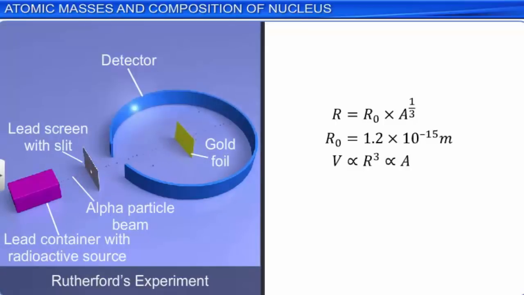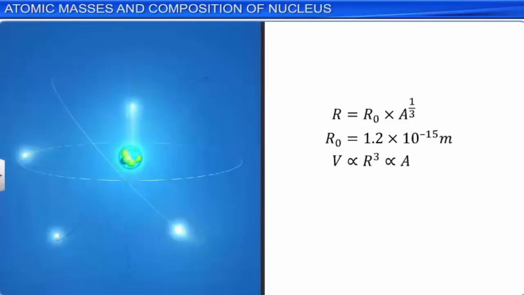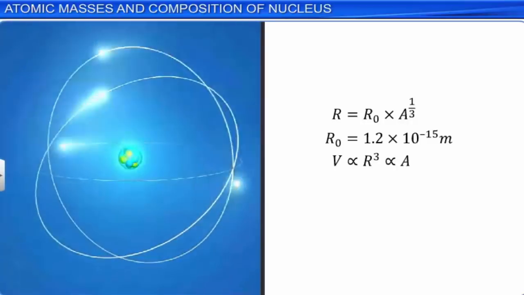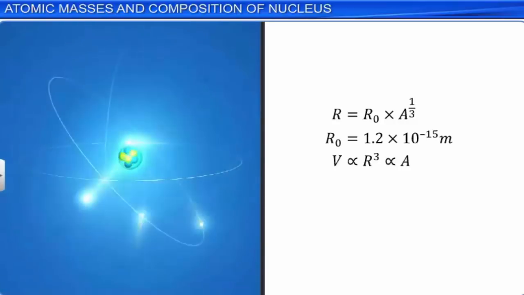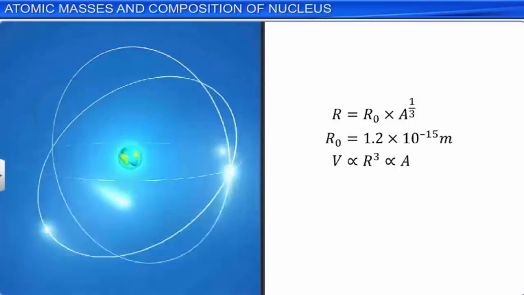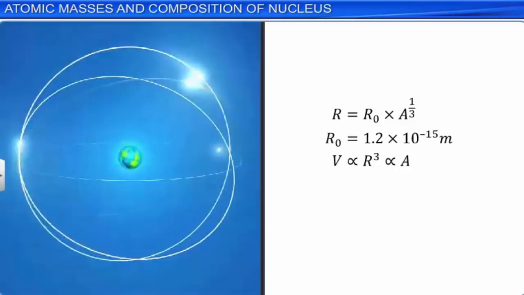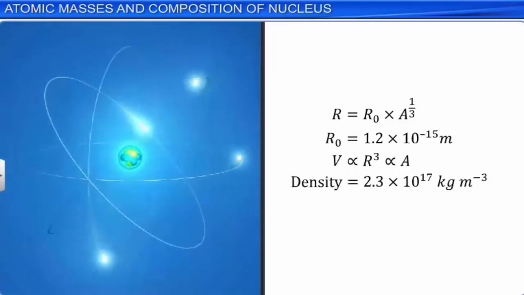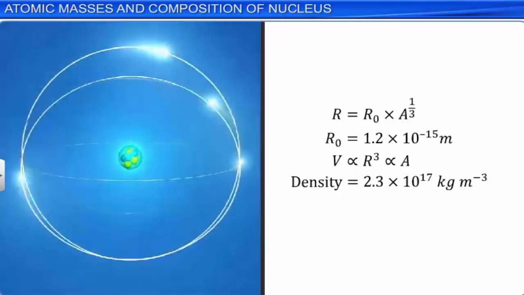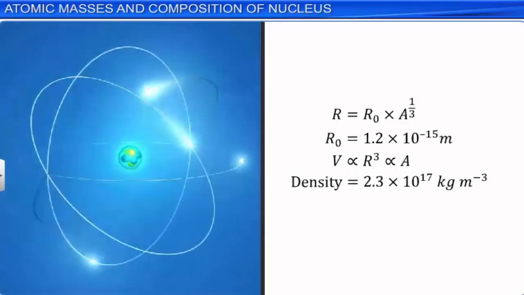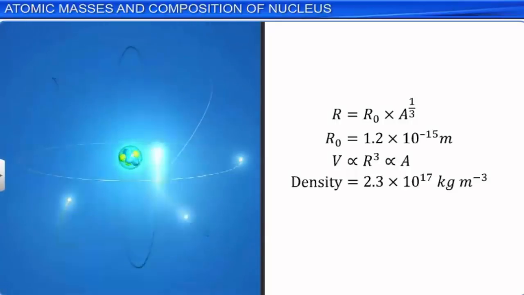This implies volume is proportional to the atomic mass number, that is, proportional to the number of nucleons. The nuclear density is constant and is independent of the mass number A. We can imagine nuclei of various elements as liquid drops of constant density. The density of nuclear matter is 2.3 × 10¹⁷ kilogram per meter cube. This is because all matter, including water, is made up of atoms, and atoms are almost empty except for a very small nucleus.